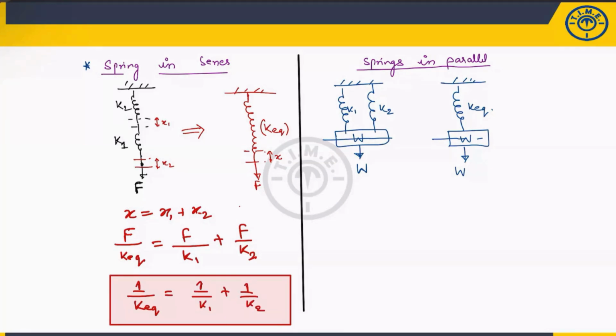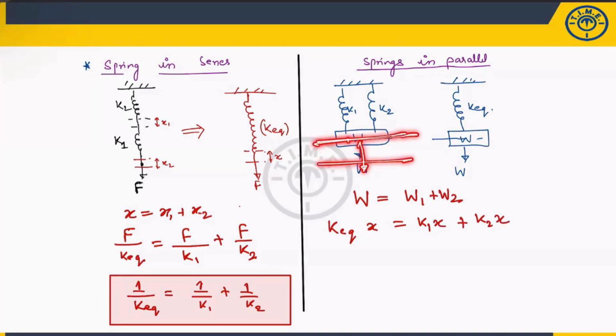Similarly, when the springs are connected in parallel, whatever load you are applying will be distributed on these two springs, which is nothing but W can be written as W1 plus W2. And you know that W can be written as K equivalent into X, that means force is nothing but Kx. Similarly for this one, K1 into X plus K2 into X, because once you apply the load, the displacement of this block will be the same. This block will move here. So you got the equivalent stiffness is nothing but K1 plus K2.